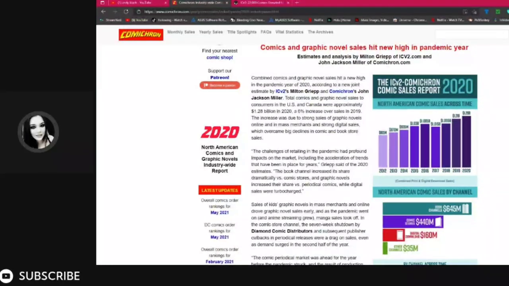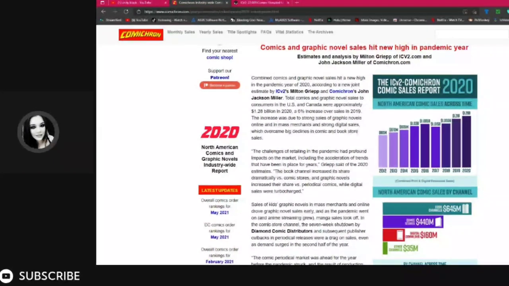I think ICv2's Milton Griepp and Comichron's John Jackson Miller do a fantastic job of this every year. I can't imagine all of what they went through. So, over everything, it is $1.28 billion for 2020, a 6% increase over 2019.